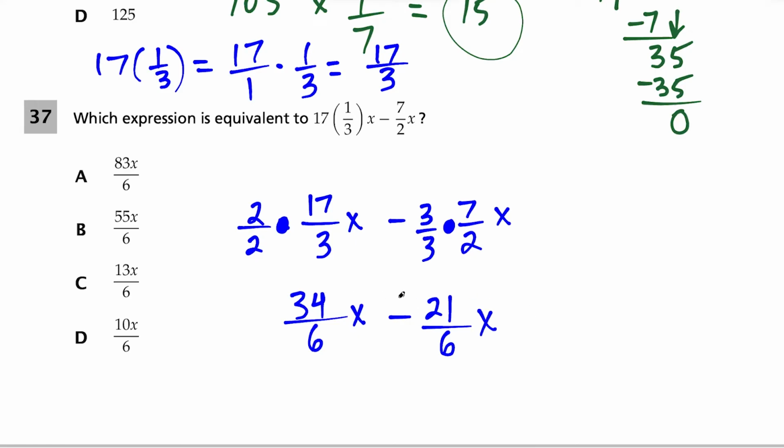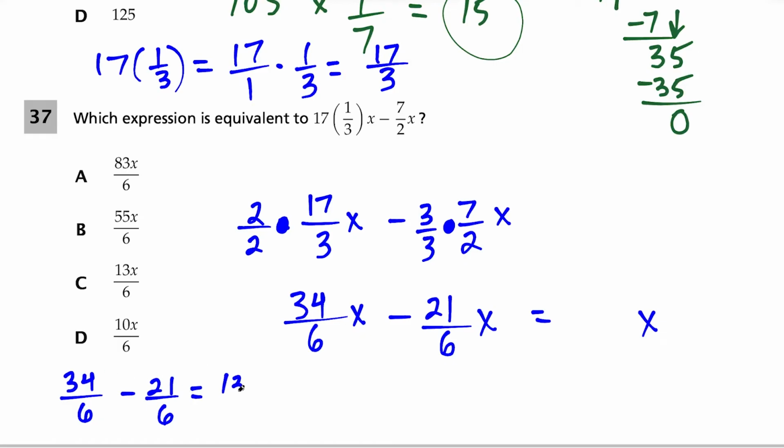So now we're going to combine like terms. We have 2 X terms here. So at the end, we're going to have an X term, but what we're doing is we're doing 34 over 6, I'll write it off to the side. 34 over 6 minus 21 over 6. And for this one, we just subtract these two numbers.